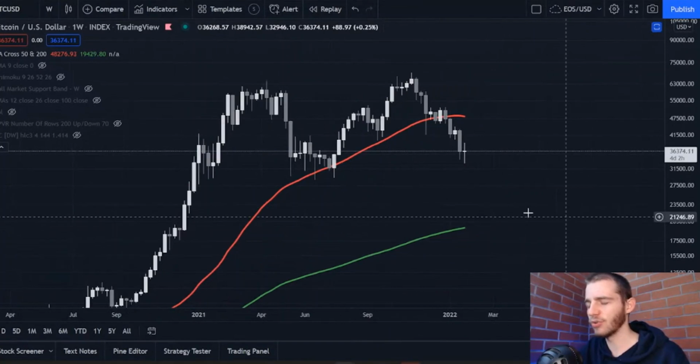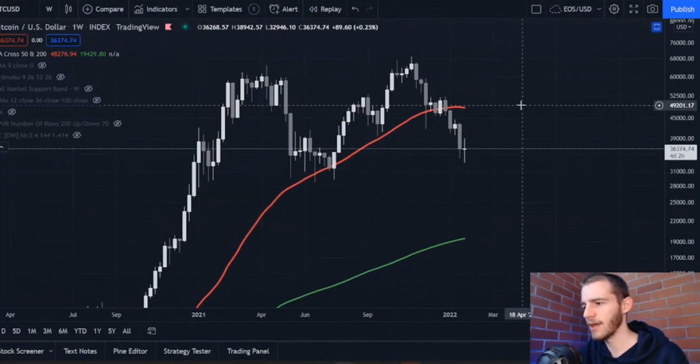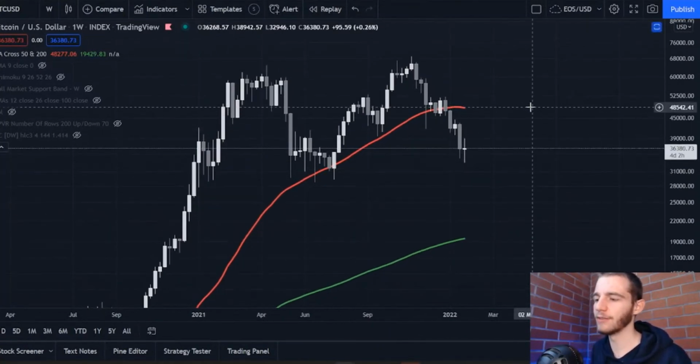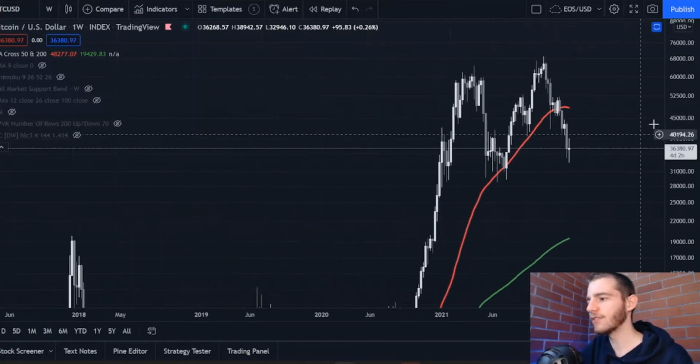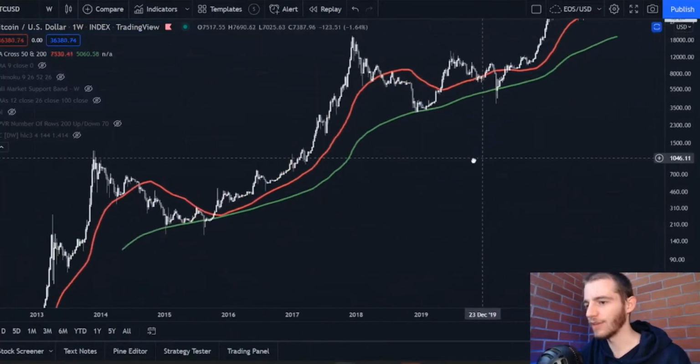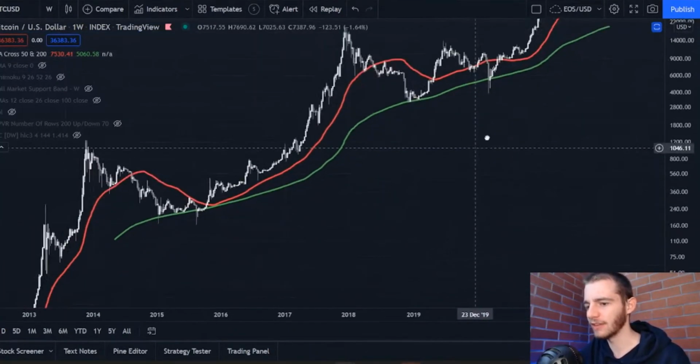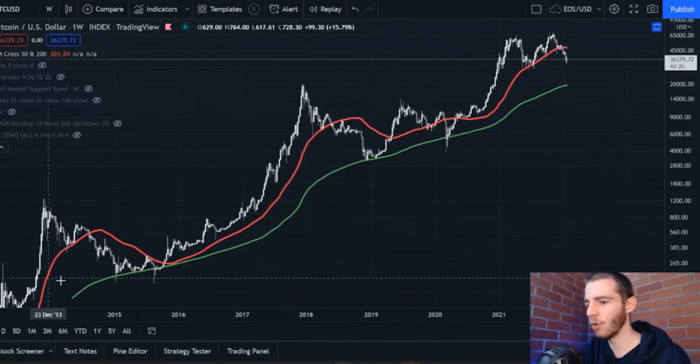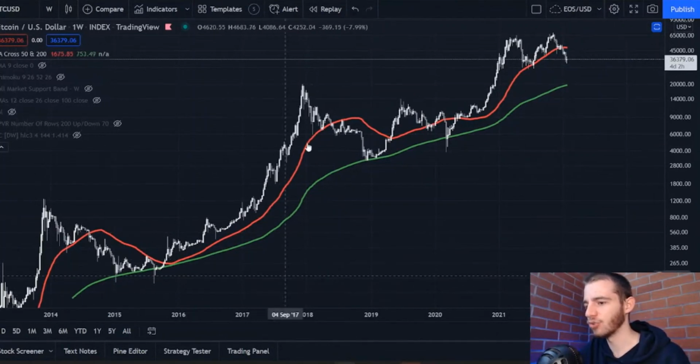Again, using the 200-week SMA and using the 50-week SMA. We can see that the 50-week SMA is currently at 48K. Okay, I want to make something very clear. When we are below the 50-week SMA, historically, when we get below the 50-week SMA, the next logical target for Bitcoin is always, and always has been, the 200-week SMA.